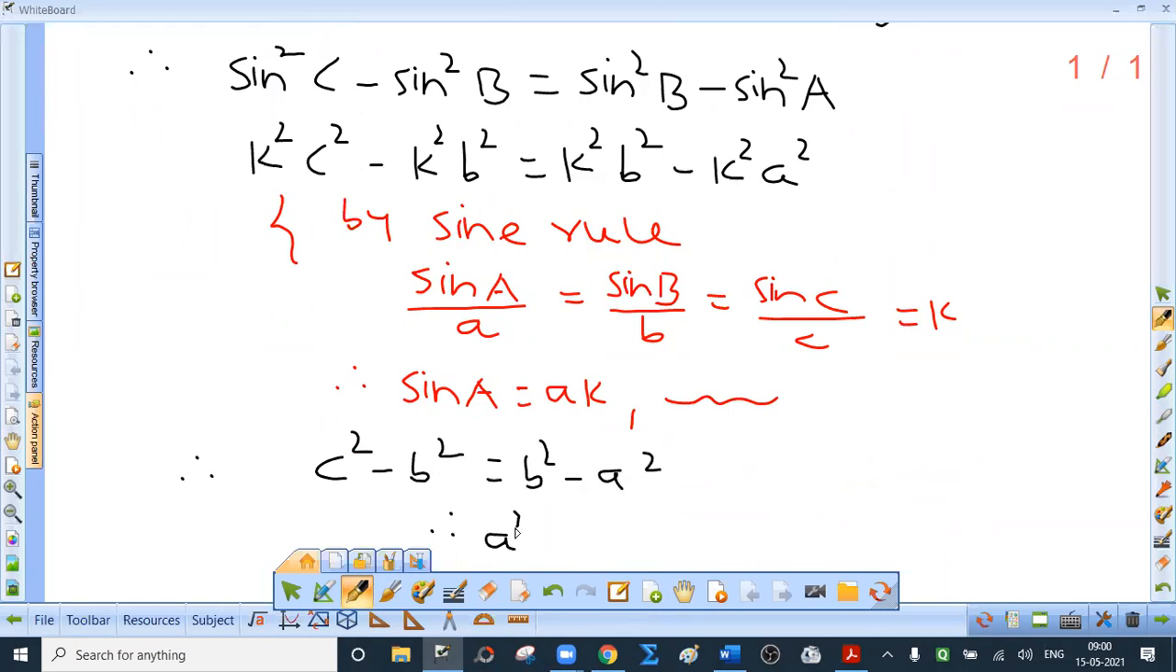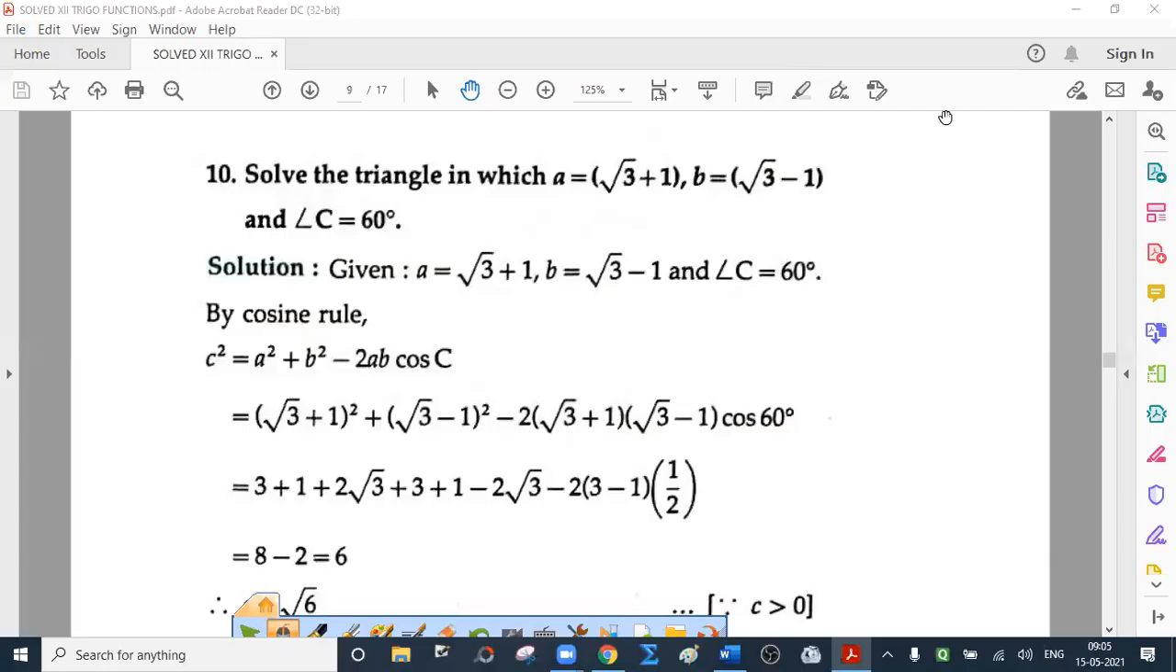Can I conclude that A square, B square, C square are in AP? Yes, I can. Why? Because here the difference between two consecutive terms is constant. You may also say that C square plus A square is twice B square, right? So B square is C square plus A square upon 2. That is, B square is an arithmetic mean between A square and C square. Same thing. That shows that the terms are in arithmetic progression. This is an important sum.